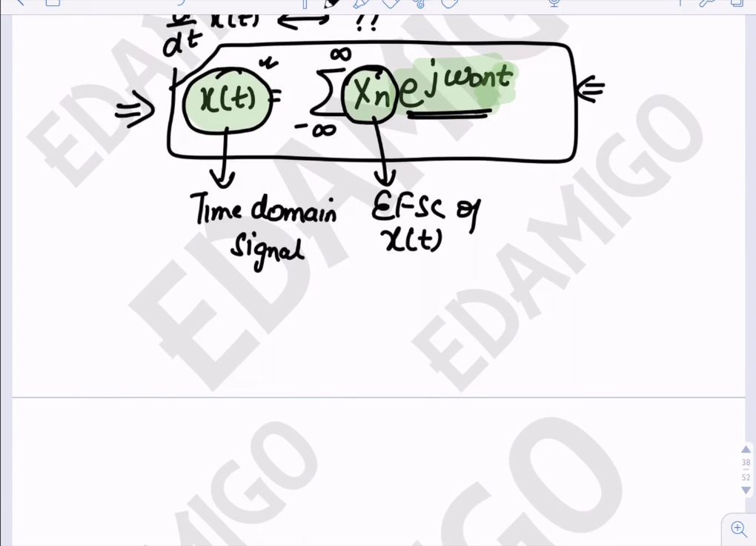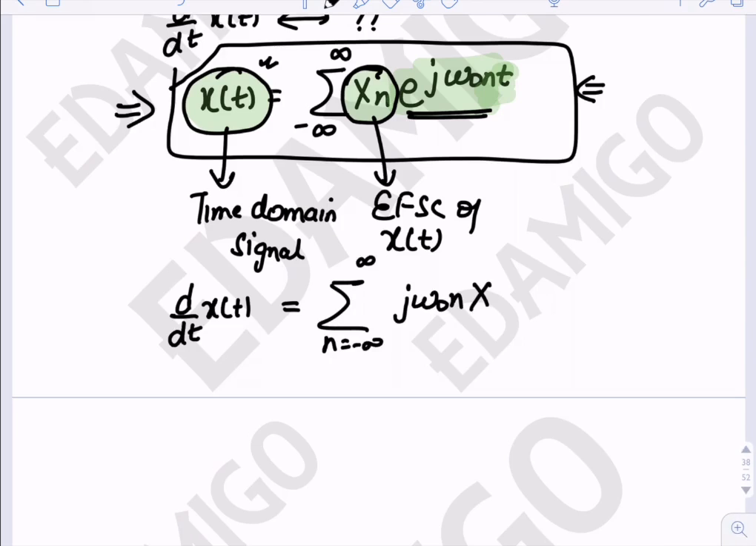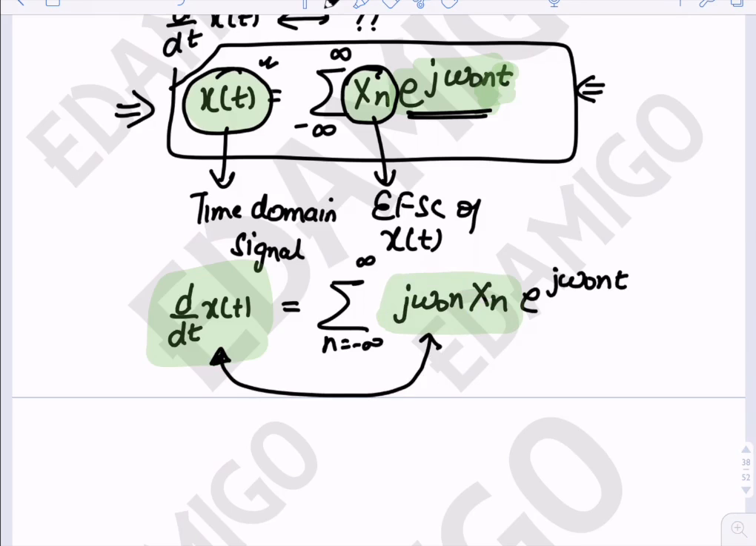Now if we differentiate both sides, we will get d by dt of x(t) is equal to the summation, n equals minus infinity to infinity, of j omega naught n x_n e to the power j omega naught n t. So using the same approach, we will say that on the LHS we have the time domain signal. On the RHS, this is the exponential Fourier series coefficient corresponding to this signal, and this is the exponential term.